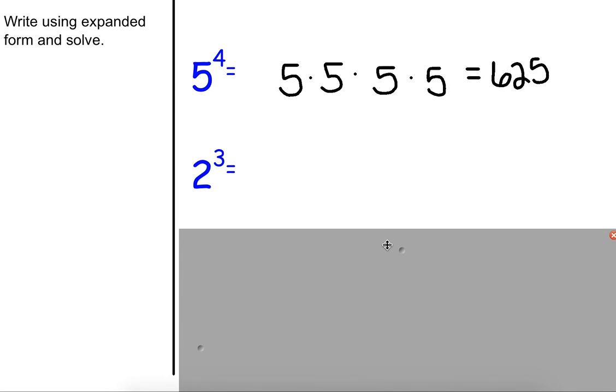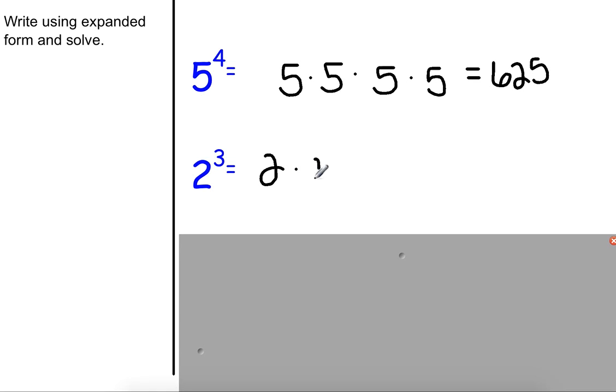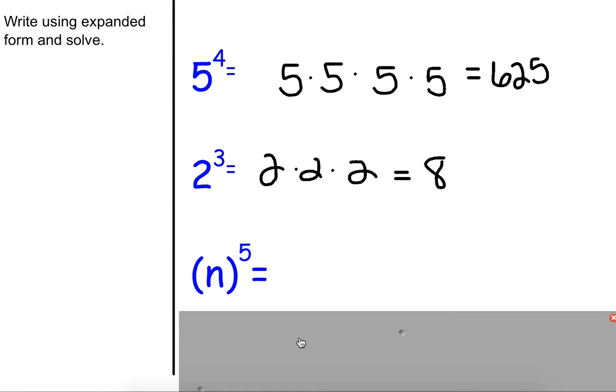Okay, I want you to try the next one. 2 to the third power. So write it out in expanded form. 2 times 2 times 2, which would give me, well, 2 times 2 is 4, times 2 is 8. Again, remember, it's not 2 times 3 because that would be 6.